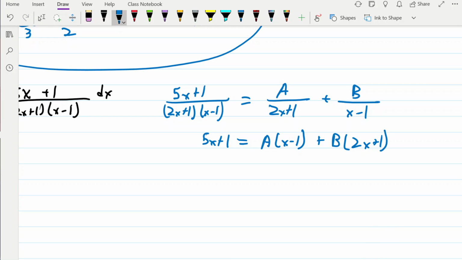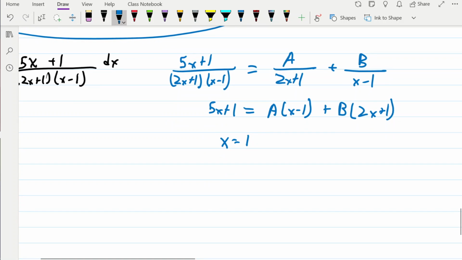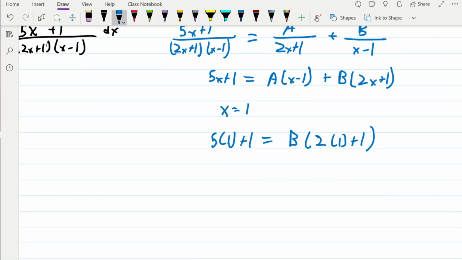With this, I would just take this, move it up, take this, move it up, because it cancels out that way. So then we're just going to pick some good numbers for x. We're going to set x equal to 1. So we're going to have 5 times 1 plus 1 equals, A gets canceled out, so we're going to have B times (2 times 1 plus 1). So this is going to be 6 equals B times 3. So B is going to equal 2.